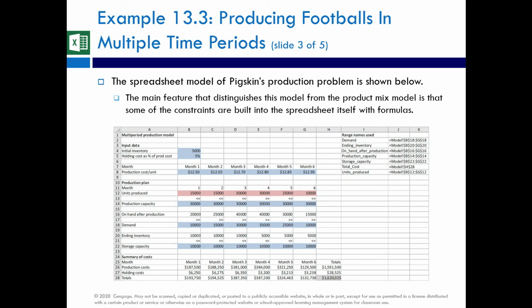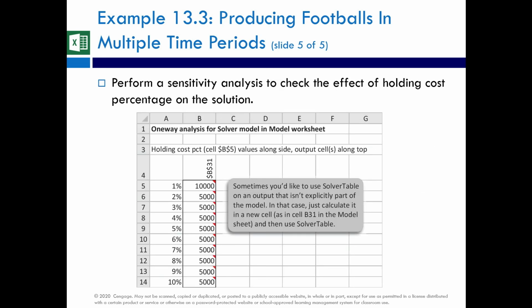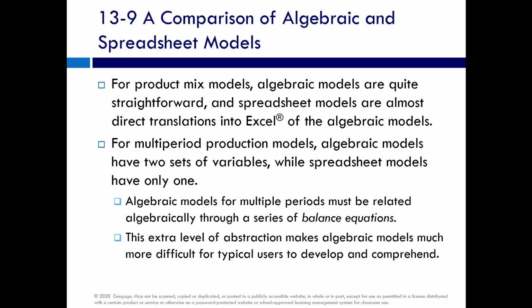The spreadsheet model, Pigskin production. The problem looks like this. The main feature that distinguishes this model from the product mix model is that some constraints are built into the spreadsheet model. The optimal solution is shown below. Perform sensitivity analysis; check to make sure it's there. Comparison of algebraic and spreadsheet models.